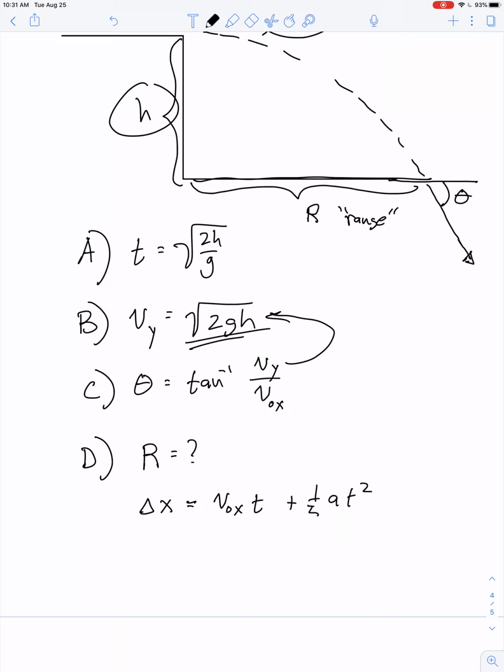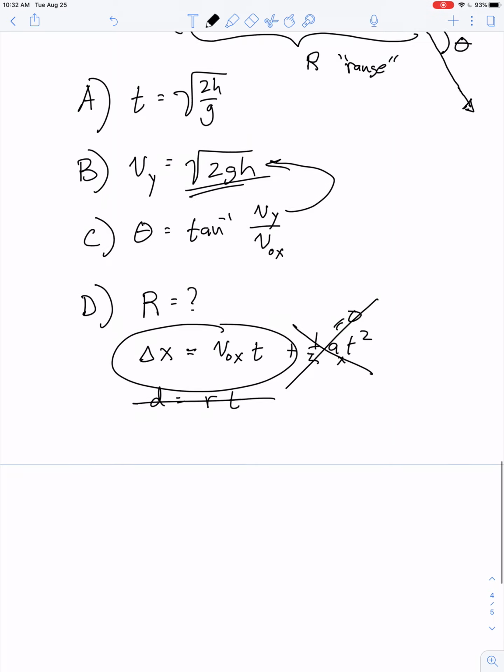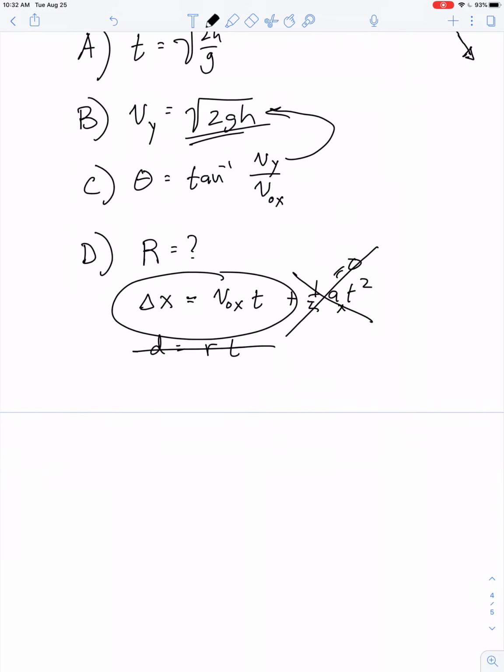Now, why can't we replace the a with g? Isn't there an acceleration due to gravity? There is, but that's not an acceleration along the horizontal axis. That's only an acceleration along the vertical axis. So in fact, this is a subscript x, which itself is 0, so this whole term goes to 0. So this is just the dirt equation, distance equals rate times time, okay? So that's the formula we use for finding the range.